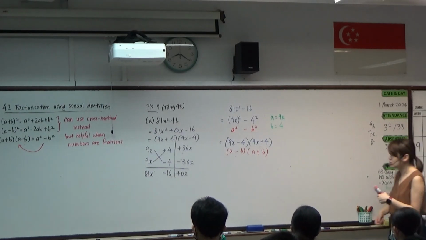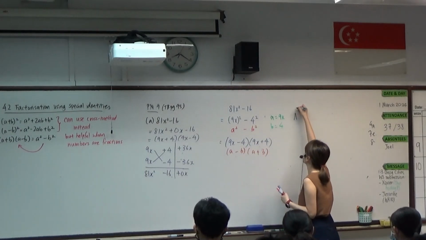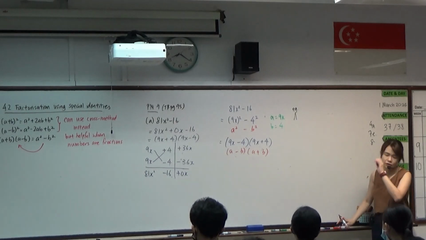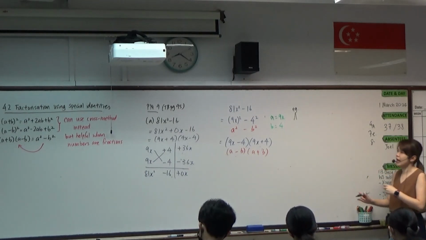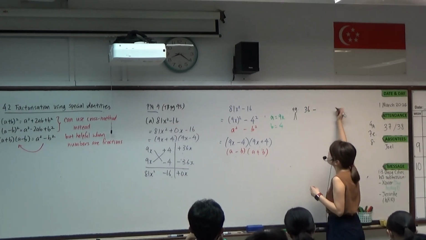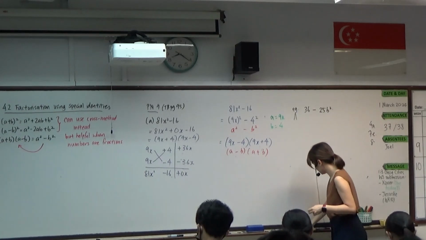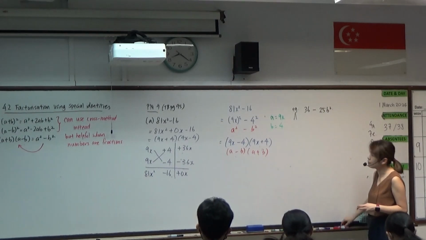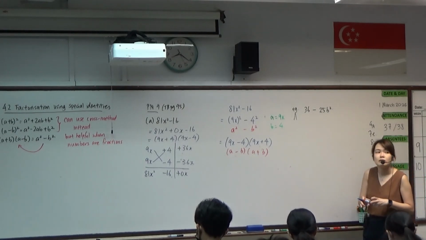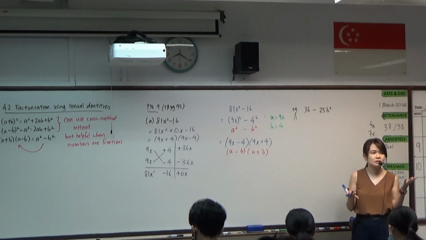Okay, maybe let's do another one, just an extra one, not for your textbook. What if we have 36 minus 25b squared? How will we then use our formula here? Any tries? Anyone? Yes, you go.